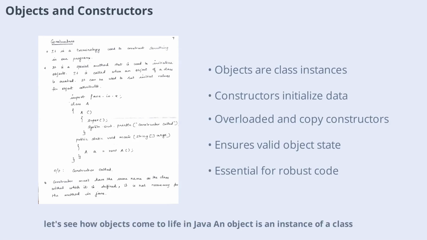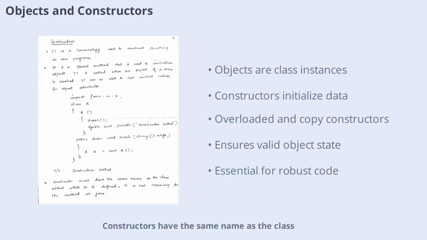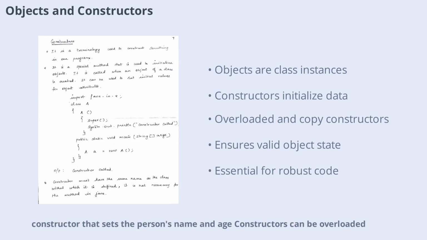An object is an instance of a class created using the new keyword. When you create an object, Java uses a special method called a constructor to initialize its data. Constructors have the same name as the class and set up the initial state of the object. For example, you might have a person class with a constructor that sets the person's name and age. Constructors can be overloaded, meaning you can have multiple versions with different parameters, allowing flexibility in object creation.